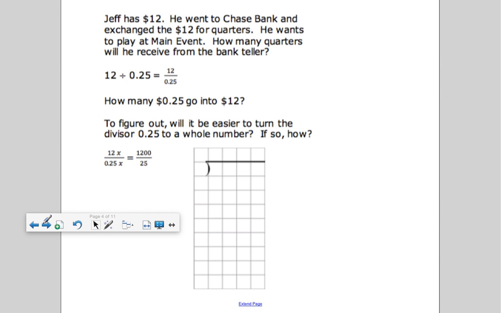So Jeff has $12. He went to Chase Bank and exchanged the $12 for quarters because when you live in an apartment, you have to use the coin-operated laundry washer and dryer. How many quarters will he receive from the bank teller? So he has $12. He needs to break the $12 into groups of 25 cents. 12 divided by 25 cents. How many 25 cents go into 12?